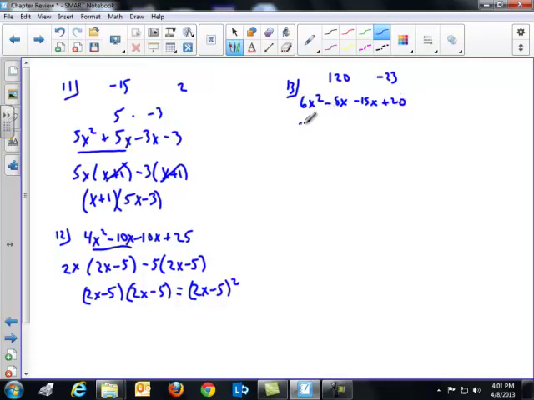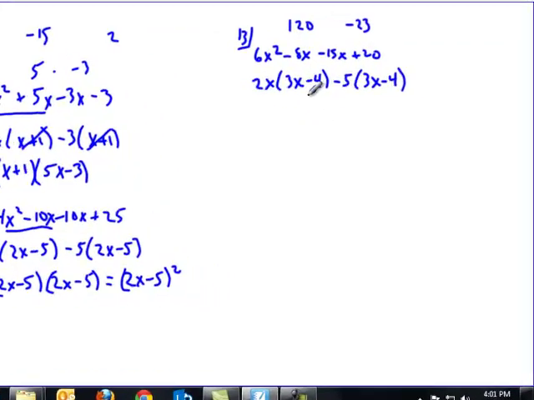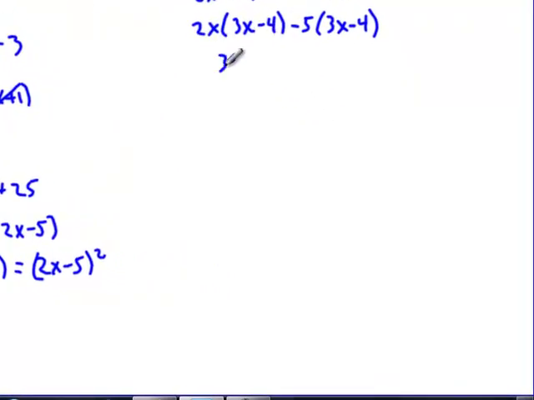So out of this first group, I'm going to take a 2x out of there. I'm left with 3x minus 4. Out of the second group, I'm going to take a negative 5 out of there. Again, I'm left with 3x minus 4. And usually, a good hint that you're not doing this right, if these two are not the same, then either you can't factor it or you did something wrong. And chances are you did something wrong. So that will be 3x minus 4 times 2x minus 5.